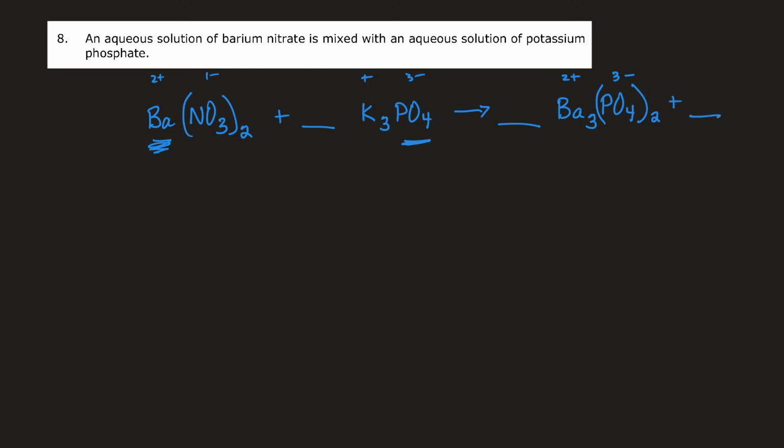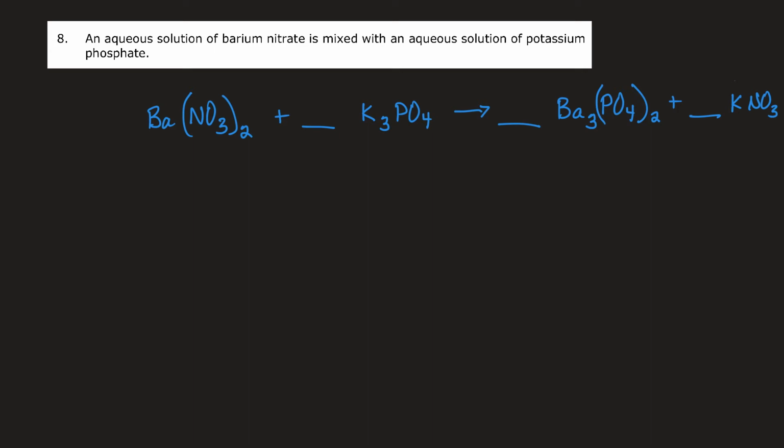Plus, and then potassium's going with the nitrate. Potassium, nitrate. Potassium's a 1 plus, and nitrate's a 1 minus. Oh, they're even, so I don't need to put any subscripts in. Okay, let me get rid of all my charges here. Those don't belong in the final balanced chemical equation, those charges. We use them just to help us identify products and identify correct formulas.